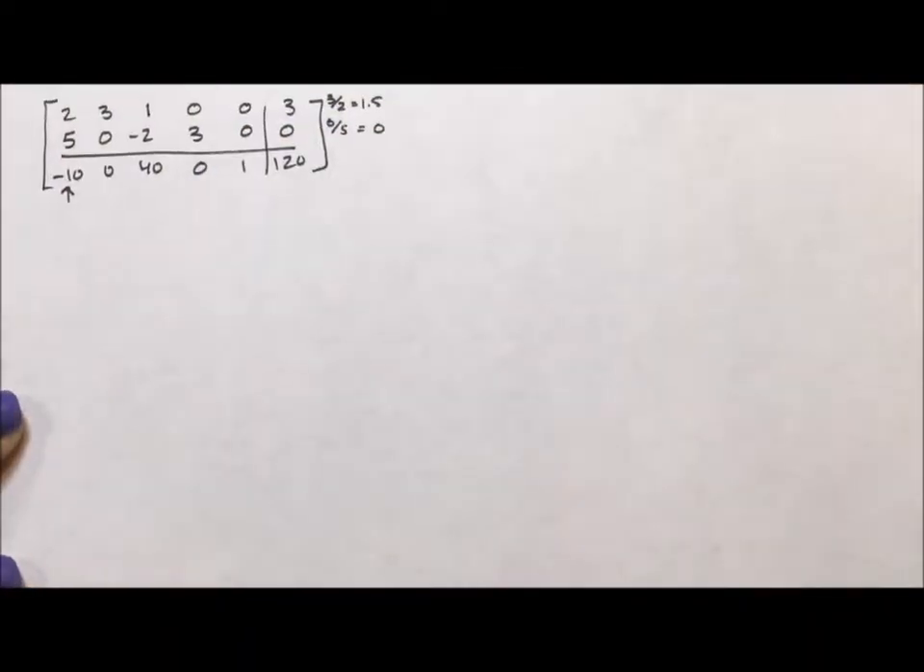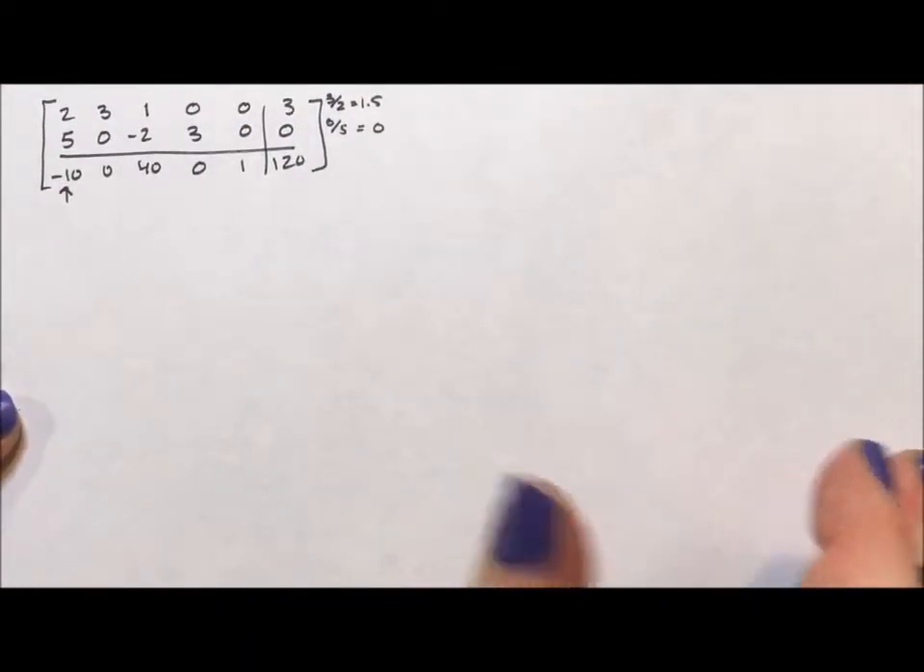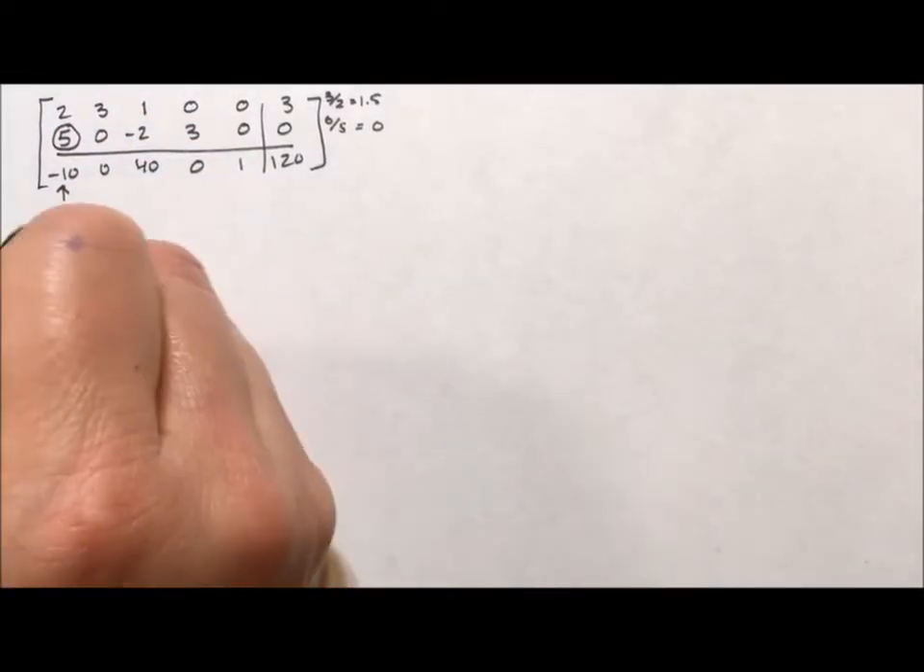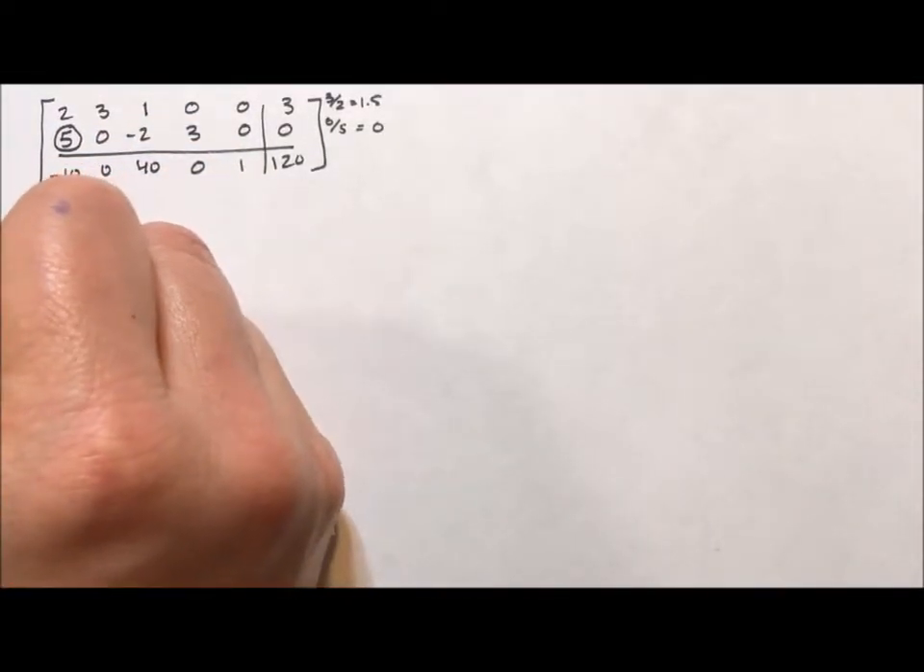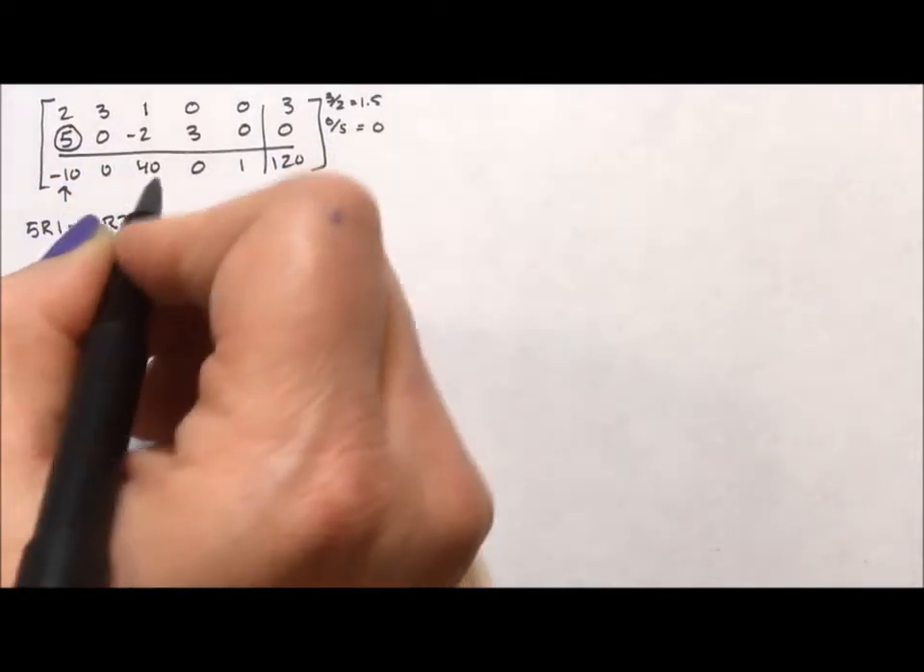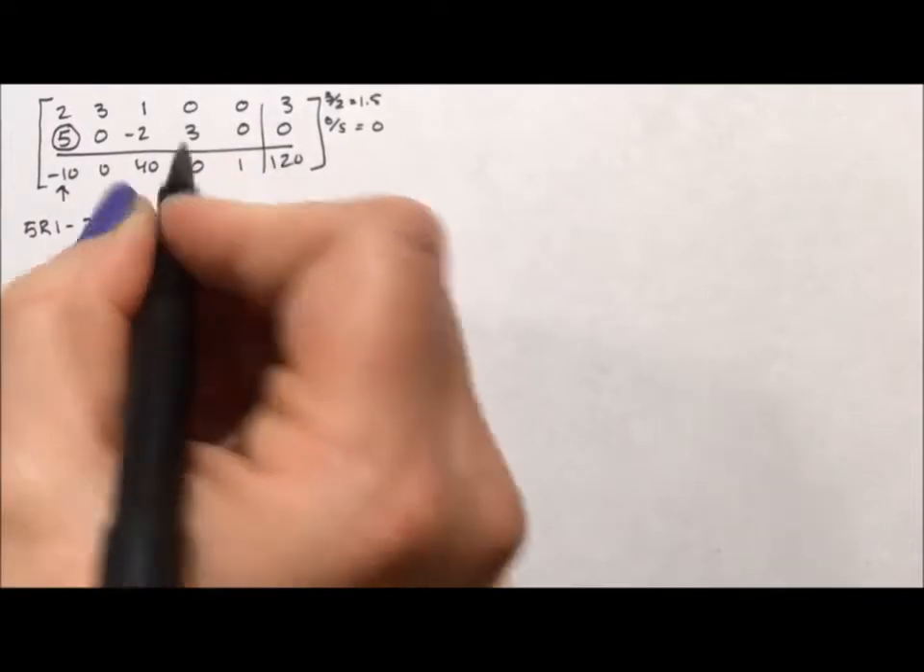And I don't know if you know this, but 0 is definitely smaller than 1.5. So we're going to use our 5 as our pivot element. So we're going to take 5 times row 1 minus 2 times row 2 and put that into row 1.